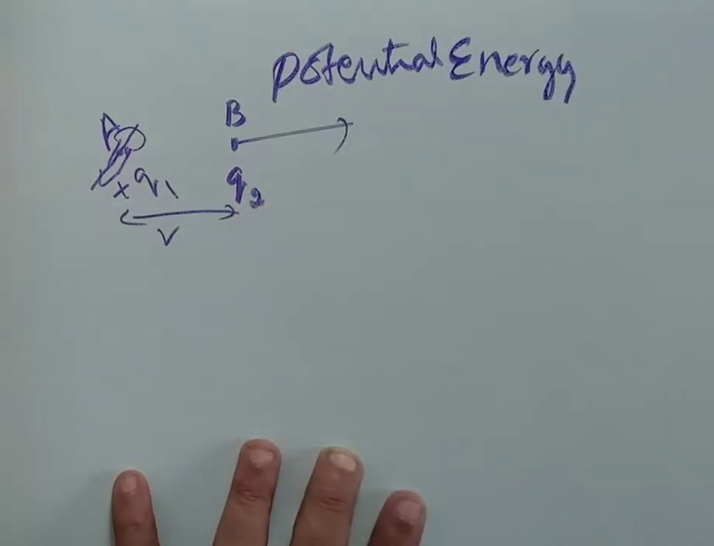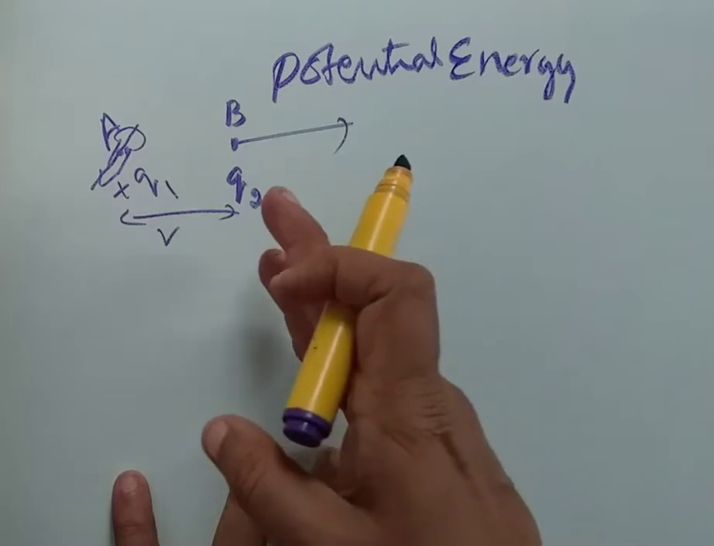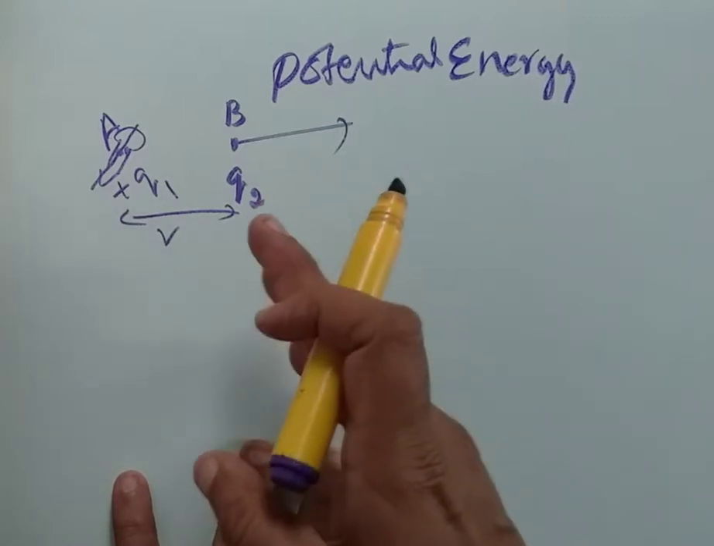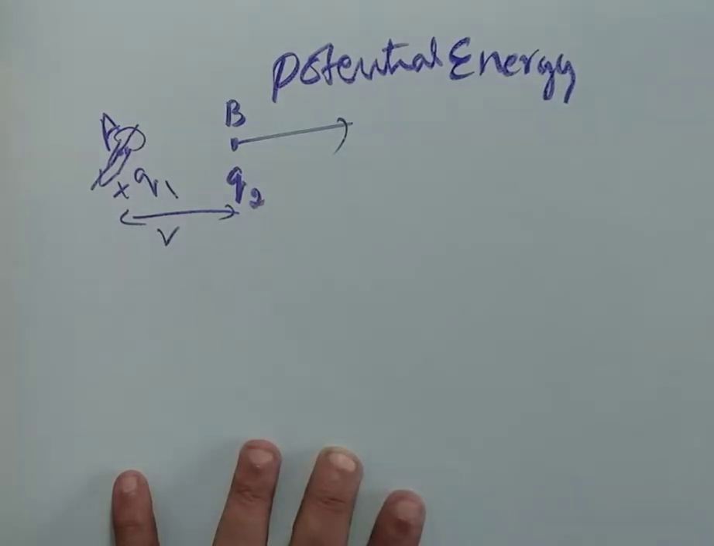Potential means stored energy. And that is exhibited as soon as you leave Q2, or remove the constraint on Q2, it simply flies off. So that gets converted into kinetic energy. So that is the idea of potential energy. So how to define potential energy? We start learning the definition.